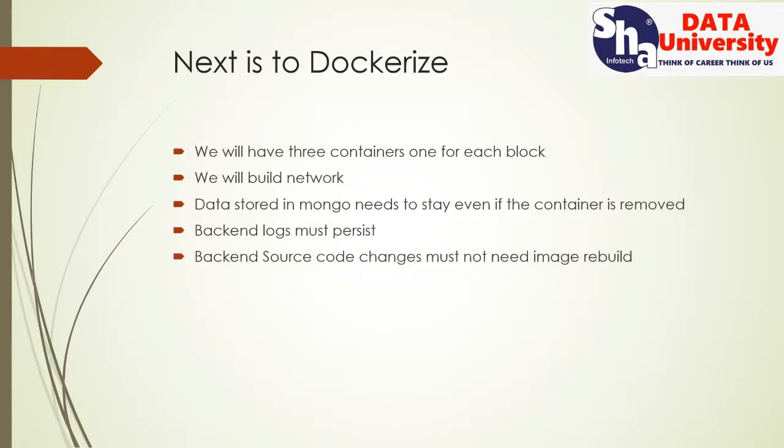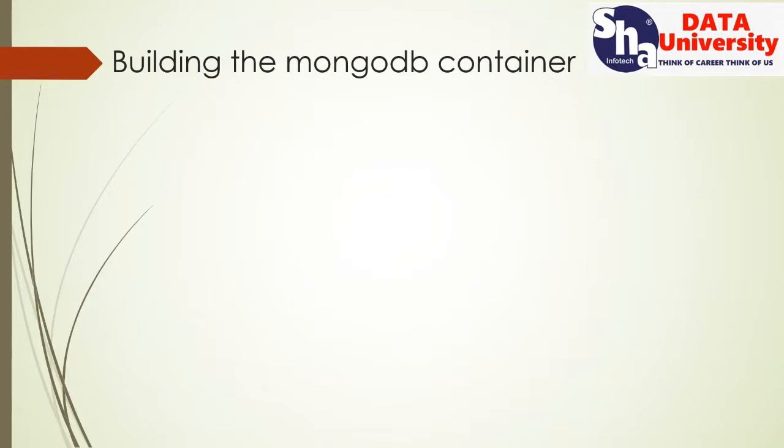The backend source code must not need an image rebuild. This is for the source code. Our goal is to build a development server, so that when we change the source code, that change will be reflected in our containers. We need not rebuild the image or rerun the containers. Just a refresh will work. Or in some cases, for Node.js we will install Nodemon, so the backend will start automatically, and for React there is nothing needed, just a refresh will do. Both backend and frontend. So first job is to build the MongoDB container.